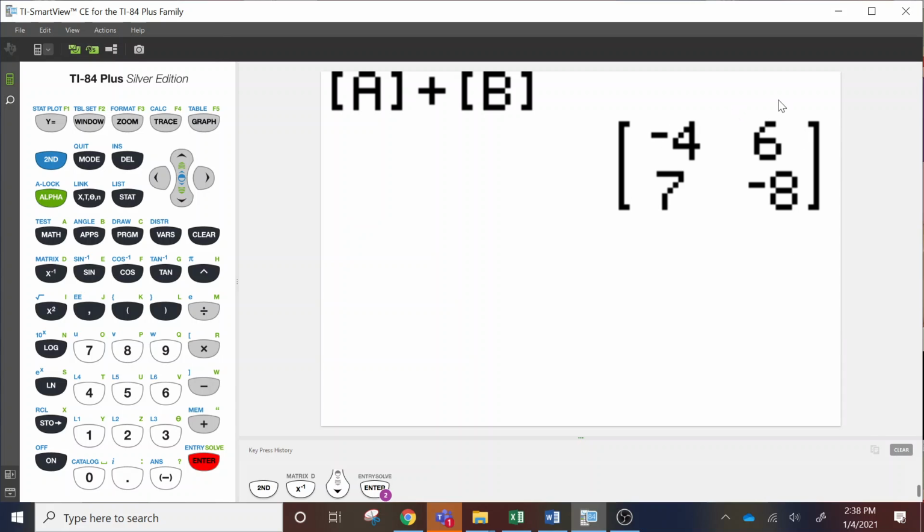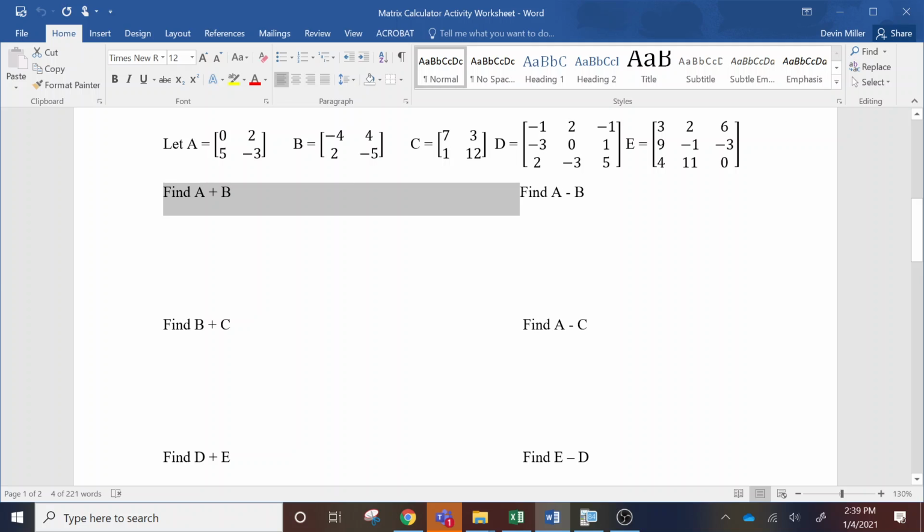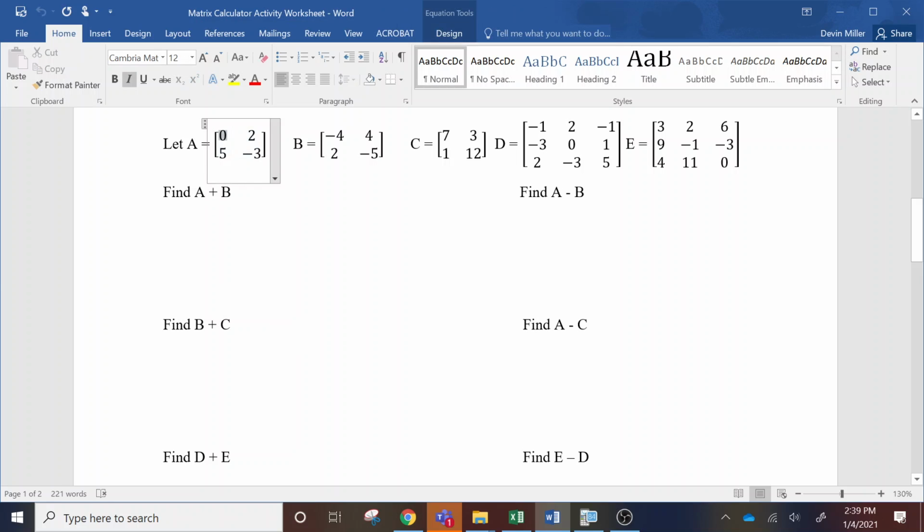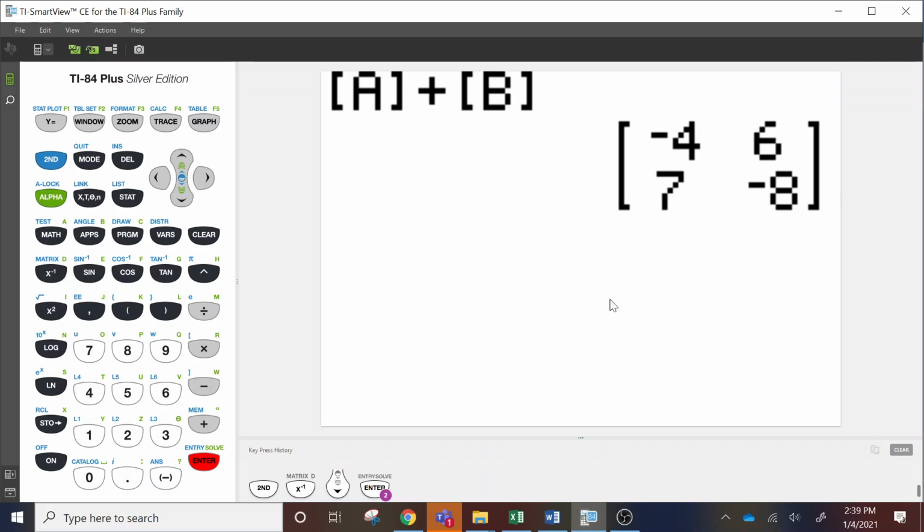And these should match up. So where does negative 4 come from? If I go back to the question up here, it comes from 0 plus negative 4. So it should work and match up. Then the next one would be 2 plus 4. So we should have gotten 6. Does it come out to be 6? Yes, it does. And so on.